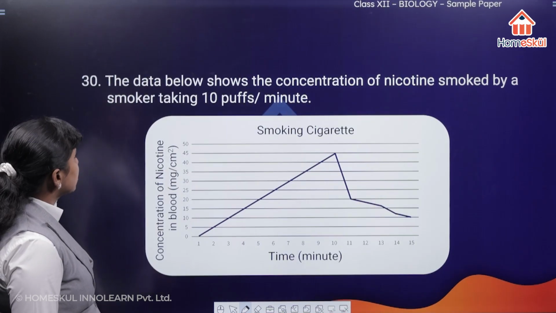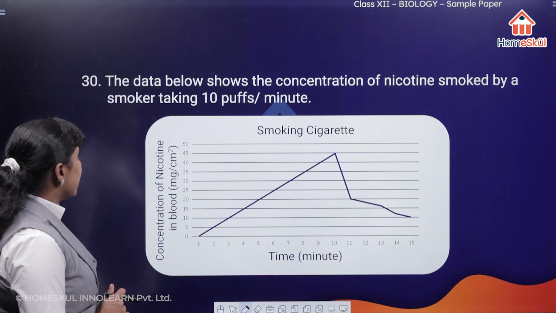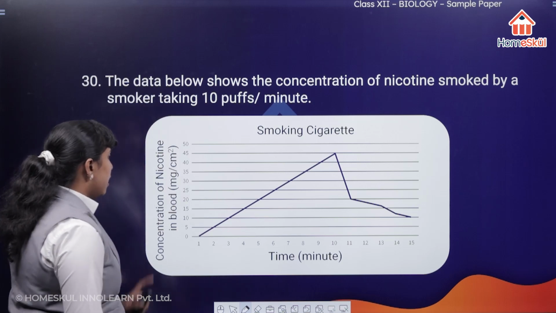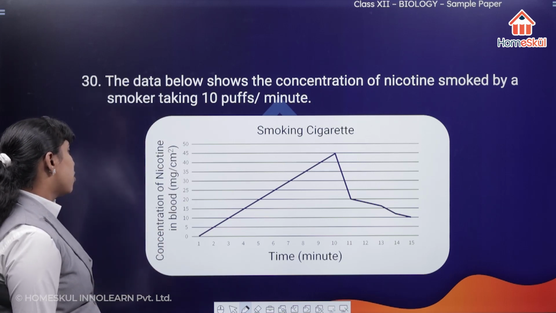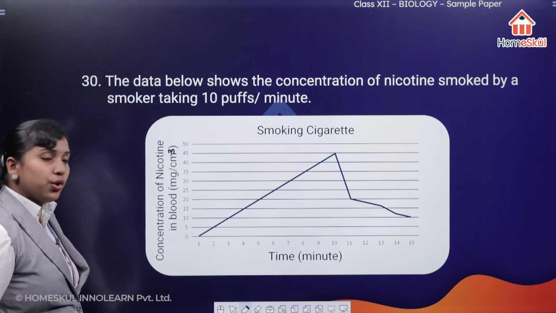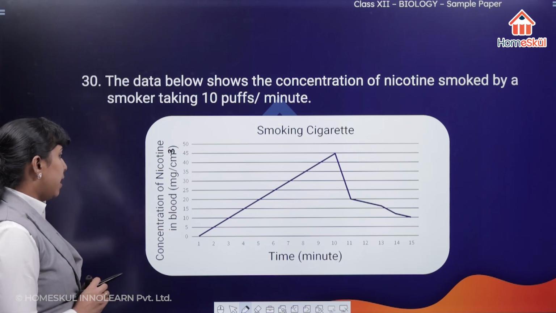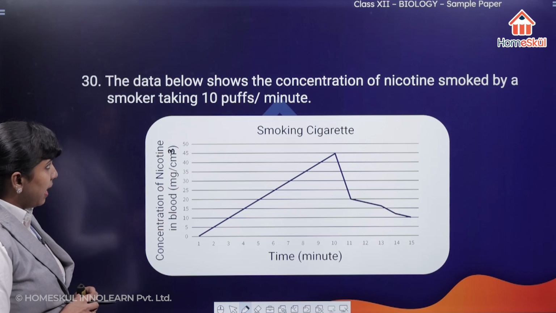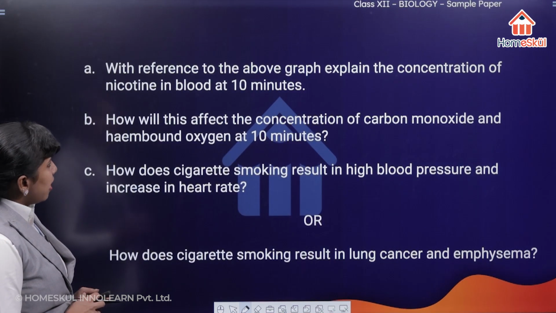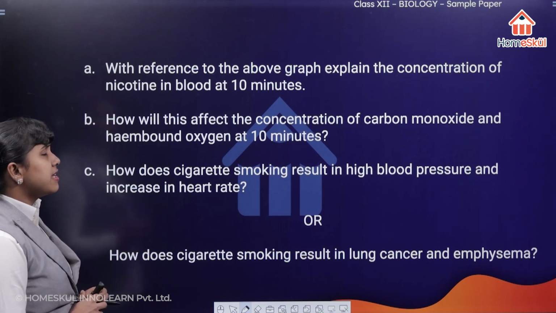Okay, so let us move to the next question. The data below shows the concentration of nicotine smoked by a smoker taking 10 puffs per minute. So see here, it is the concentration of nicotine in blood in milligram per centimeter cube. We are considering the concentration per centimeter cube of blood. Then what is the question here? With reference to the above graph, explain the concentration of nicotine in blood at 10 minutes.